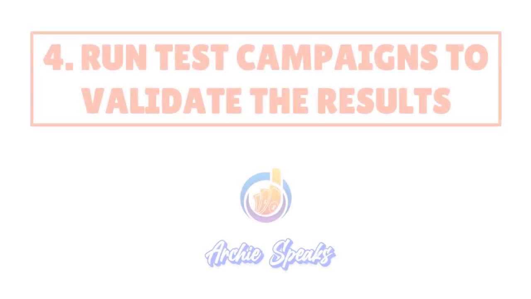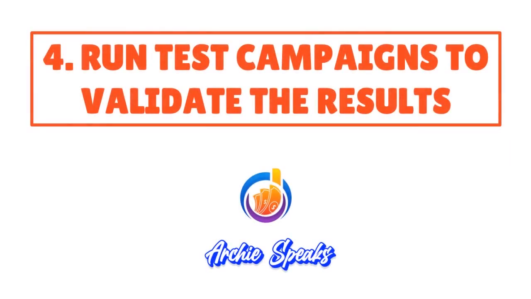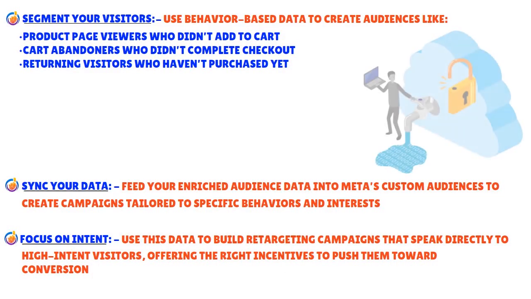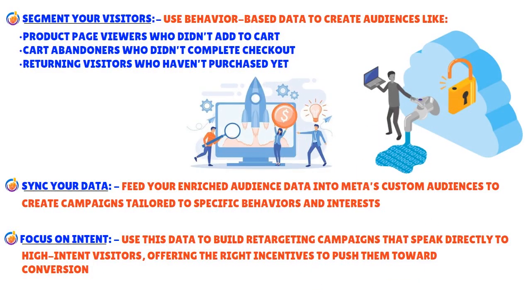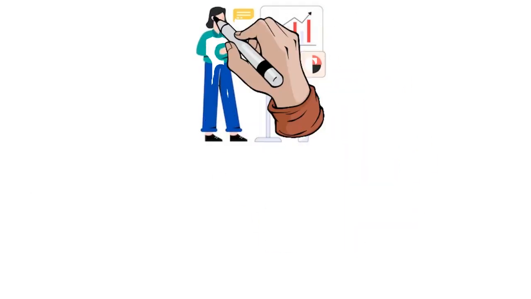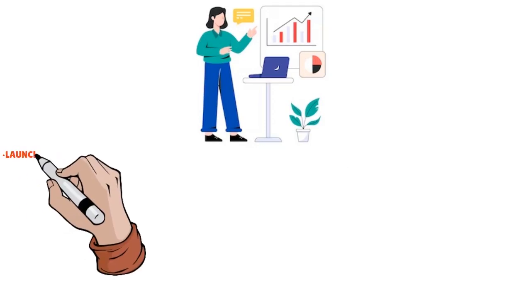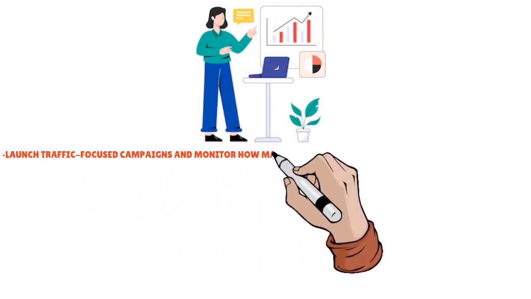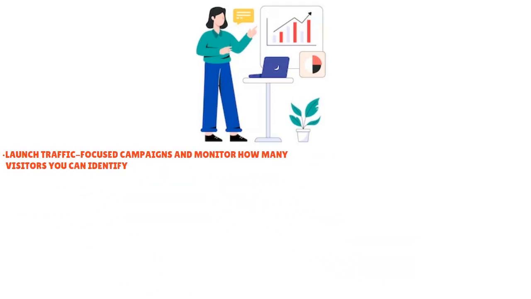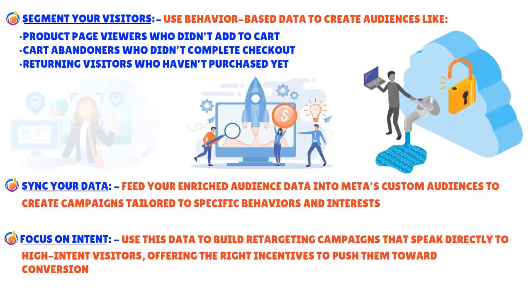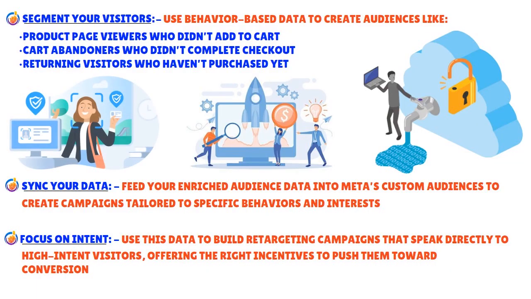Finally, you want to run test campaigns to validate the results, right? I mean, if you want to scale Meta ads, you've got to have data validation. You've got to have process validation. Otherwise, you'll be working with invalid data, okay? So before you try and scale to the moon, start small. Run test campaigns to see how your new first party data strategies perform. For instance, you can launch traffic focused campaigns and monitor how many visitors you can identify. And you have to be able to identify those visitors, by the way.